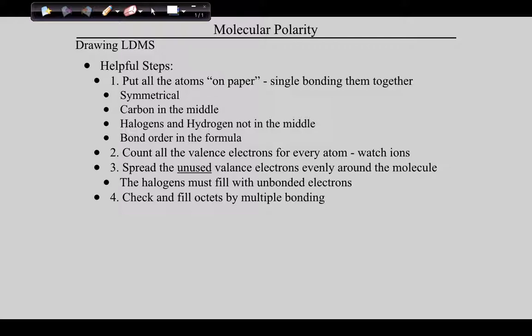So guys, when we talk about drawing Lewis dot molecular structures, we are talking about this process. We're talking about putting all the atoms on the paper. We're talking about drawing them symmetrically. We're talking about carbon in the middle. Ooh, this one, a couple of you forgot about this on the test. Hydrogen and the halogens cannot be in the middle. Remember that. And then we counted valence electrons, we spread out the electrons, we checked the octet rule, we drew Lewis dot structures. Remember all of that?